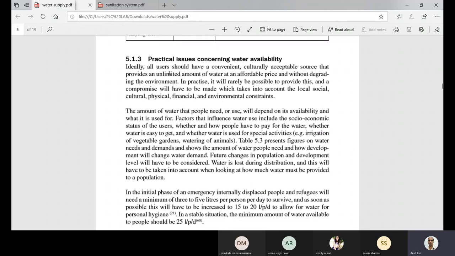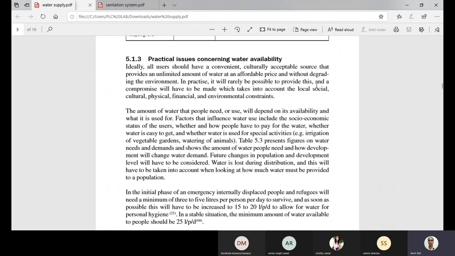Okay, so ideally, all users should have a convenient, culturally acceptable source that provides an unlimited amount of water at an affordable price and without degrading the environment. So it means every person should have access to a sufficient amount of water. Okay, practically there are challenges, although such situations we are overcoming.